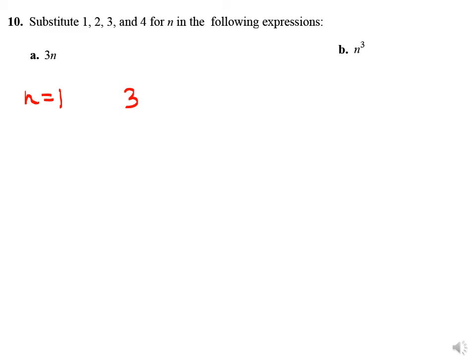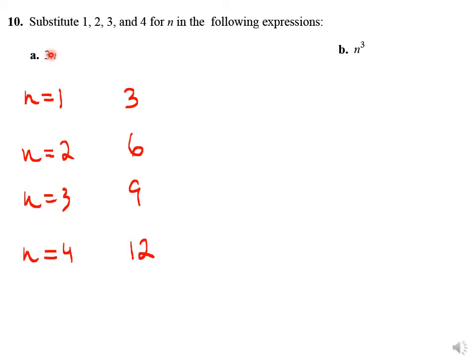So if n is equal to 1, what we're going to do is plug in that 1 for our value here. If you plug in 1 in here, 1 times 3, just the 3, right? So n is equal to 2. 2 times 3 is 6. n is equal to 3. 3 times 3 is 9. So notice it's just a multiplier by 3, right?